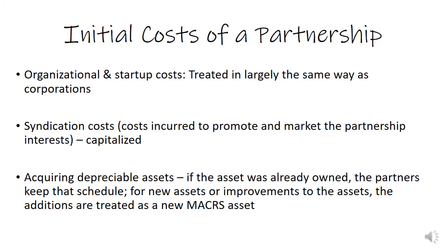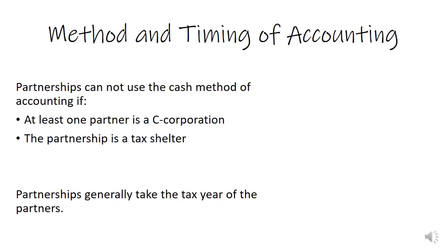Initial costs of a partnership include the organizational and startup costs. We talked about these in our discussion of corporations. They're treated in largely the same way as corporations, meaning that the first $5,000 of each category can be immediately expensed and the rest amortized. Syndication costs, which are costs incurred to promote and market the partnership interests, are capitalized. And then any depreciable assets that are acquired for new purposes or improvements made to contributed assets take on their own separate schedule.